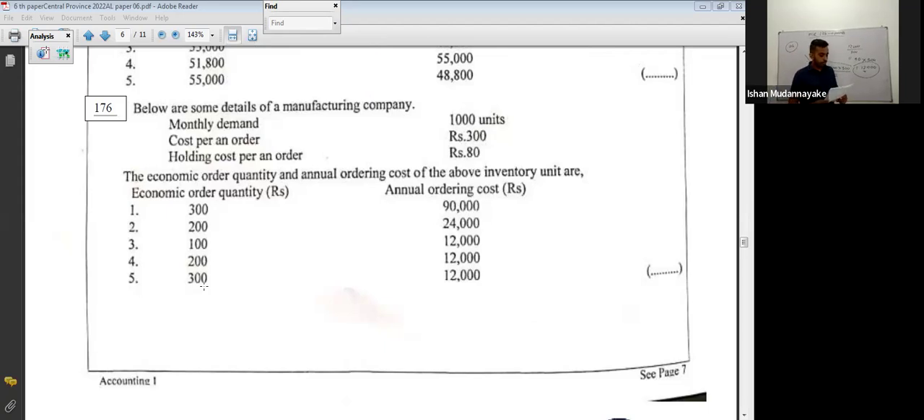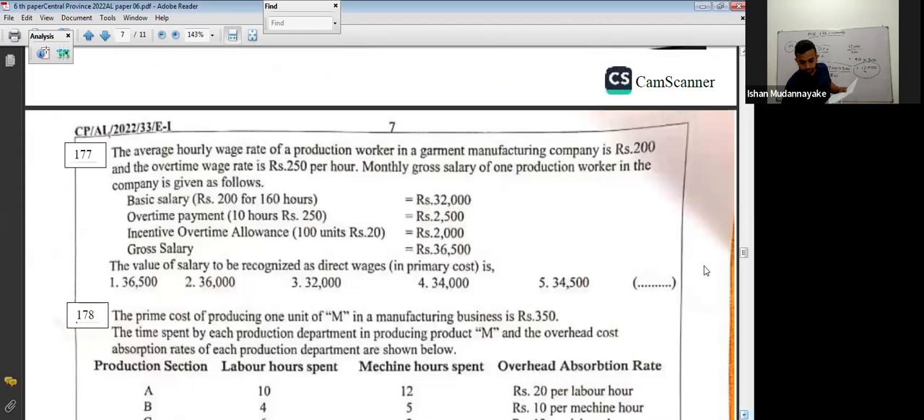Right. Now we look at question number 177. Students, what is the answer for question number 177? Try to get the answer. Right. Look at this one here.